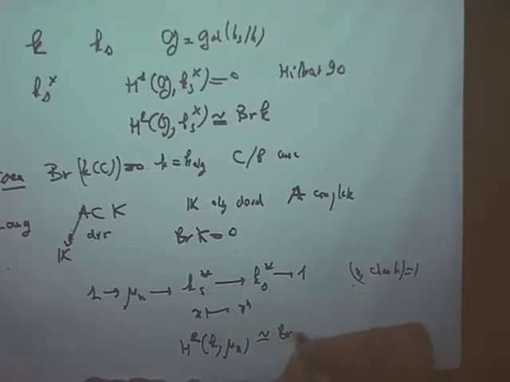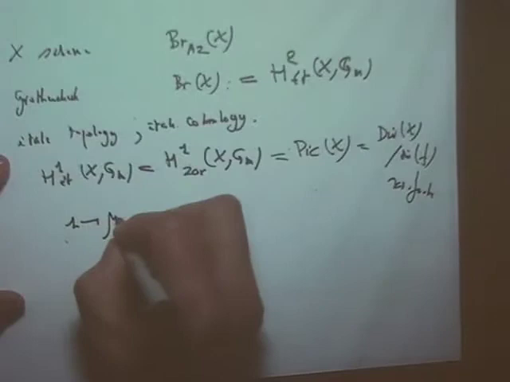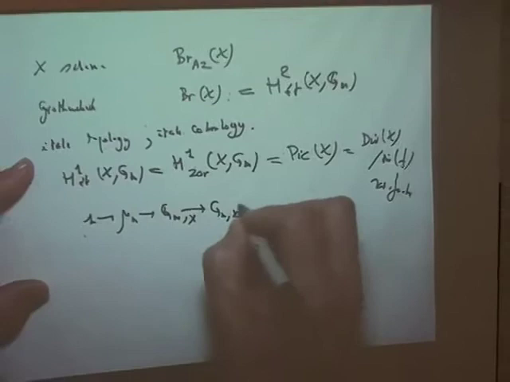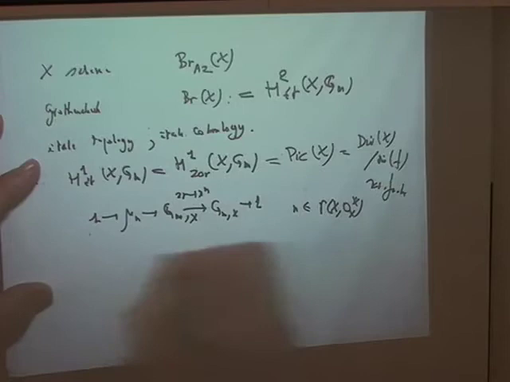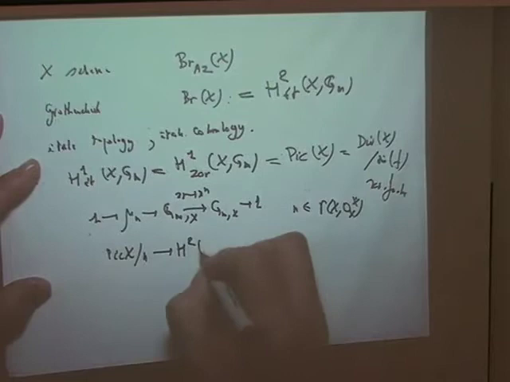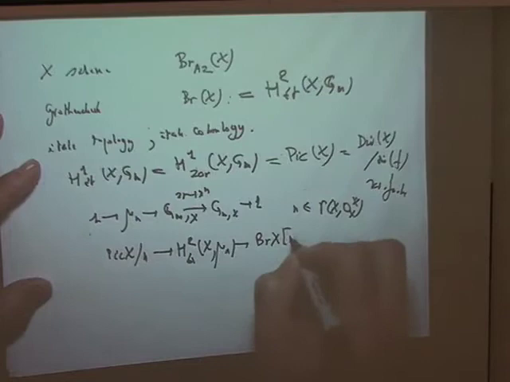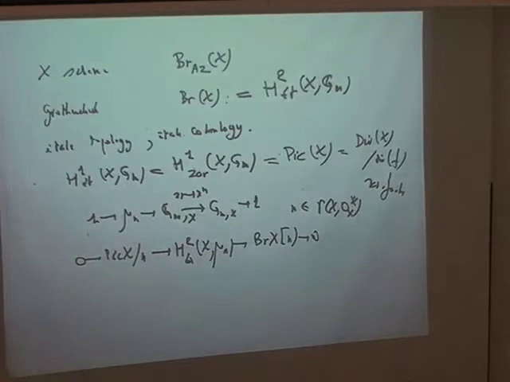Now you can do the analog for the Brauer group of a scheme. So you also have an exact sequence: mu n goes to G_m, goes to G_m, x goes to x to the n, provided n is invertible in your scheme. And out of this, you get an exact sequence: Pic X modulo n goes to H^2(X, mu n) goes to Br(X) killed by n goes to zero. Okay, so in this case, there's a Picard component, whereas for a field, this would be zero.